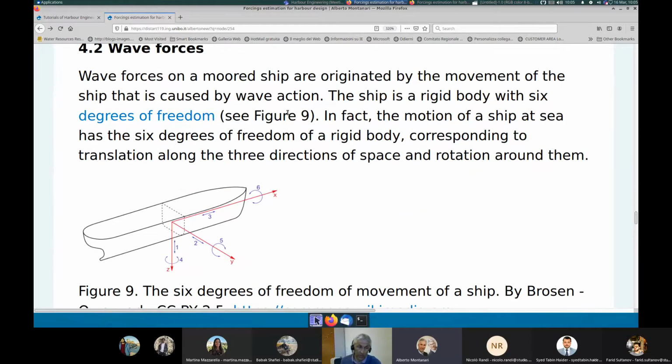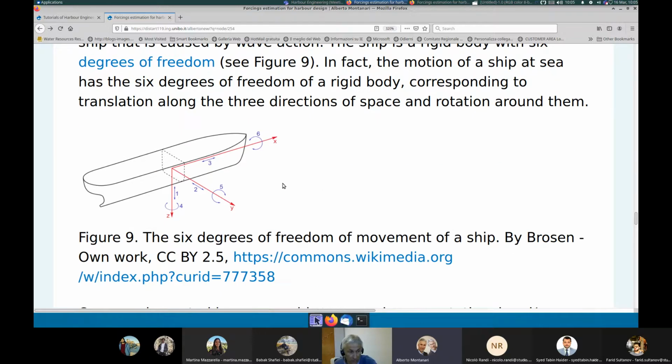First of all, we have to get an interpretation of the complex dynamic that is originated by waves acting over a ship. And the complex dynamics is based on some premises. The first premise is that the ship is a rigid body with 6 degrees of freedom. And these 6 degrees of freedom can be seen in the figure here: movement of the ship, translational movement along the 3 axes, Z, Y, and X, and rotation around these 3 axes.